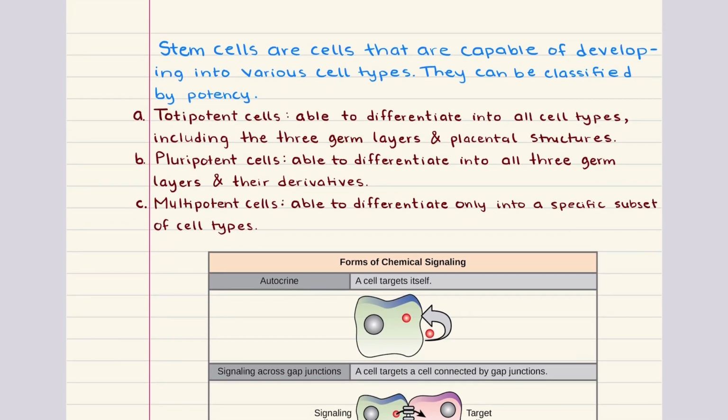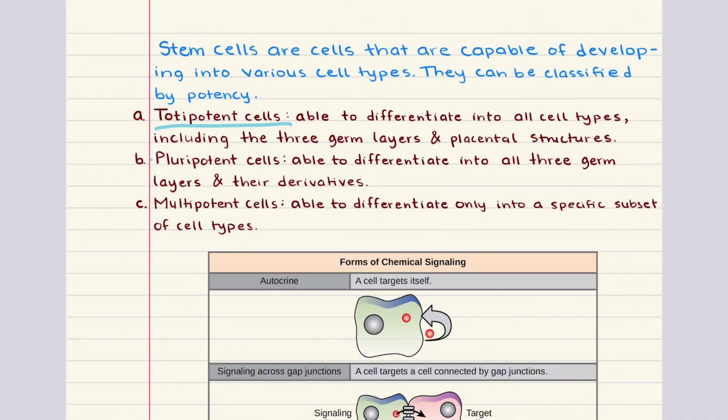types. First, we have totipotent stem cells. These are the most flexible. They can become any cell type, including cells from the 3 germ layers and extra embryonic structures like the placenta. So a fertilized egg and the cells of the very early embryo, they fall into this category.